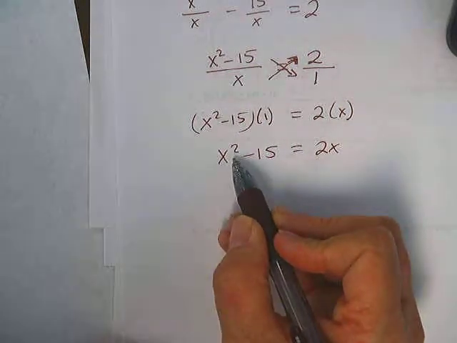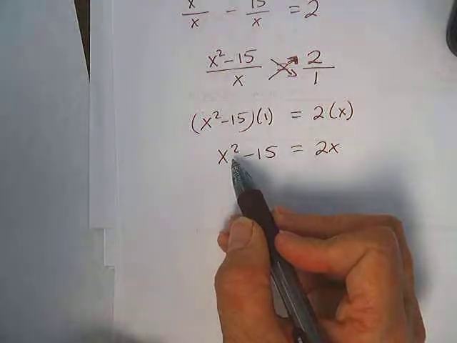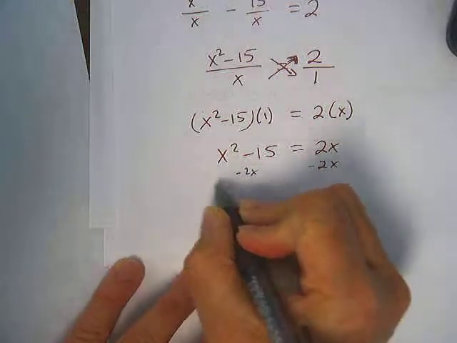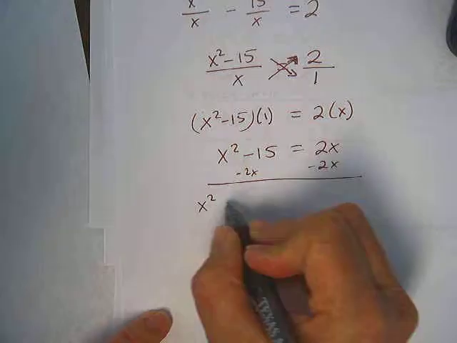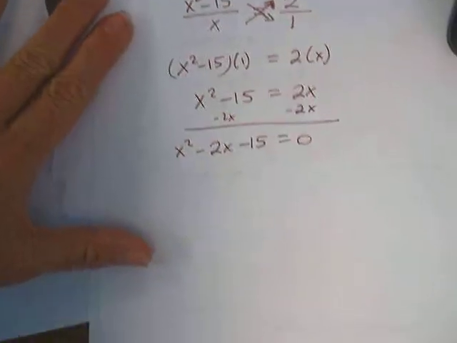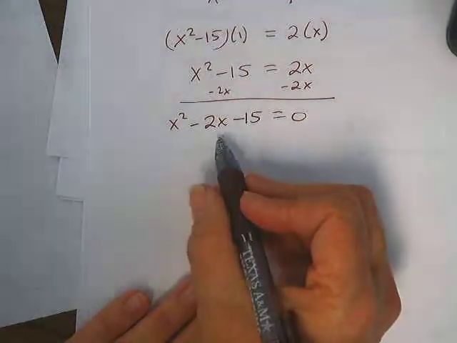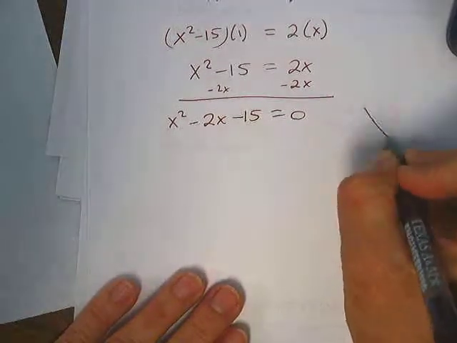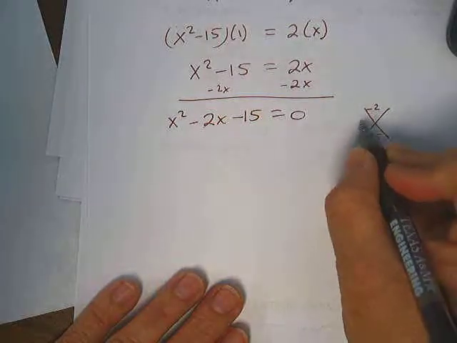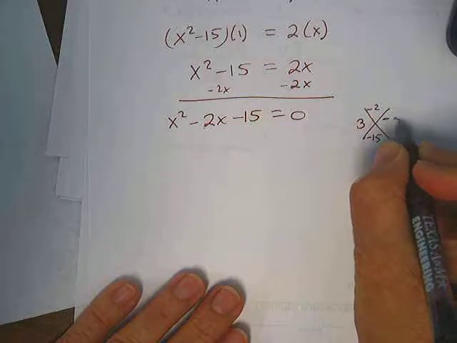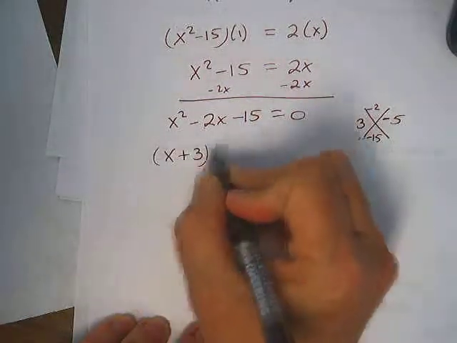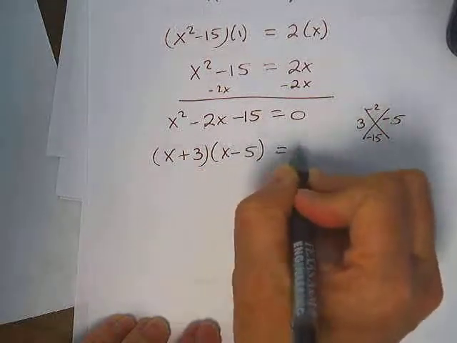Now because we have that quadratic, I know we need to have everything on the same side of the equation before I can factor it. So I'm going to subtract the 2x from both sides of our equation. So now we have x squared minus 2x minus 15 equals 0. Okay. Now if I want to solve this, I need to factor. So I need things that multiply to negative 15, but they have to add to negative 2. So that's going to be a positive 3 and a negative 5. So my factors are x plus 3 multiplied by x minus 5.